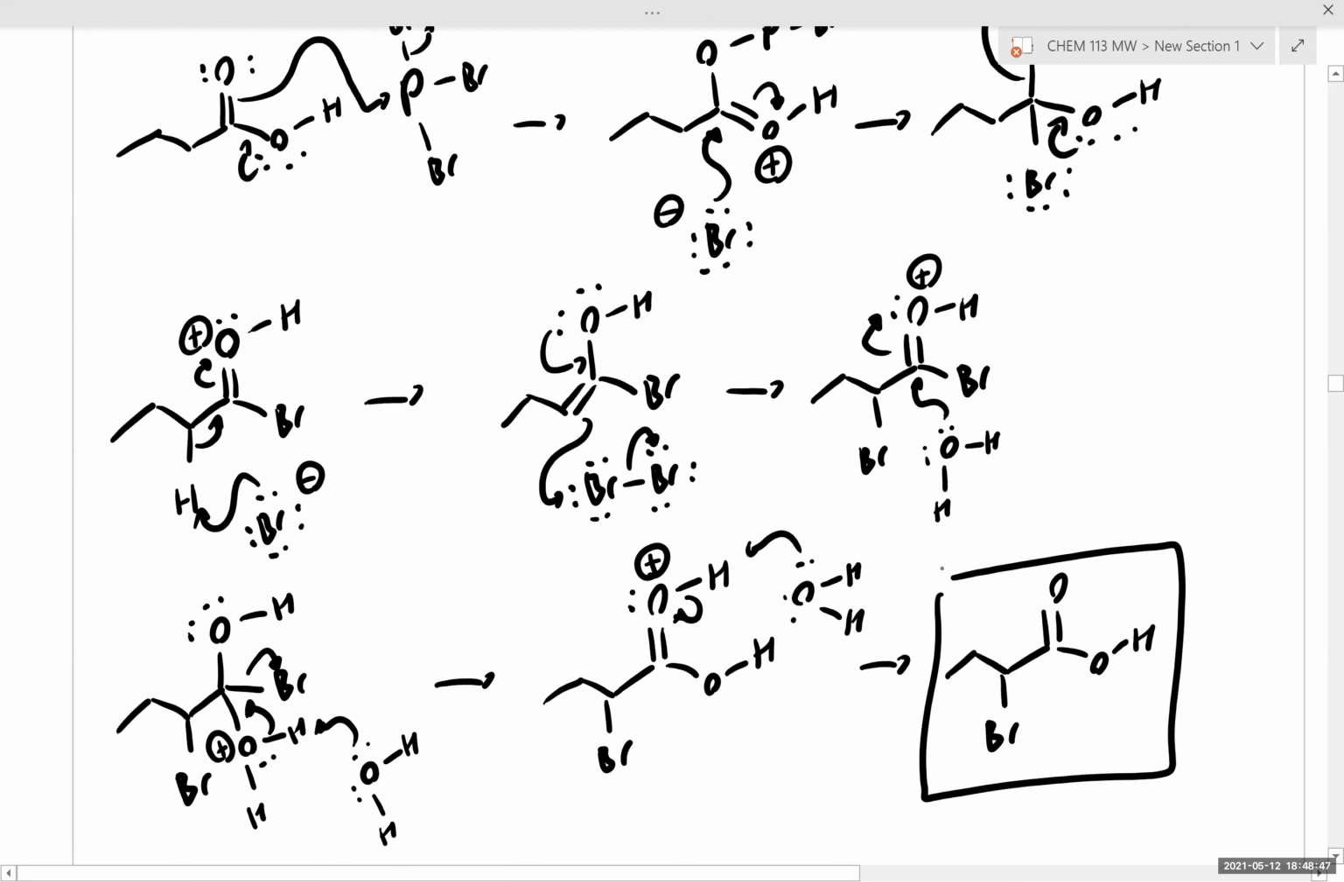Any questions on the mechanism for this reaction?